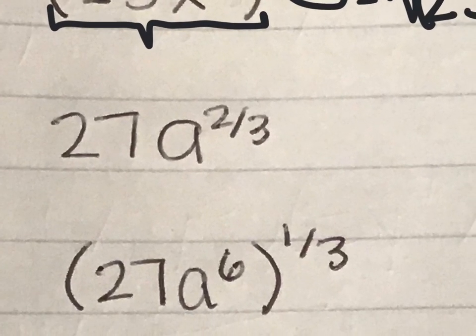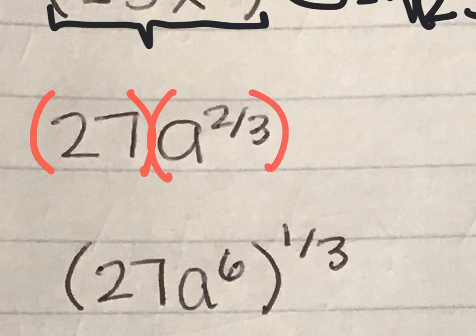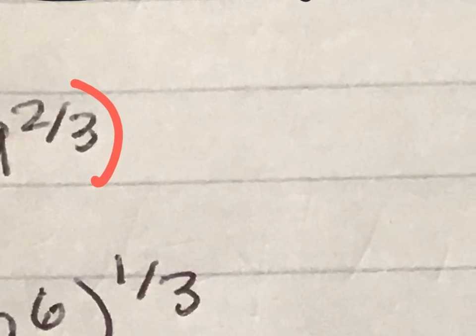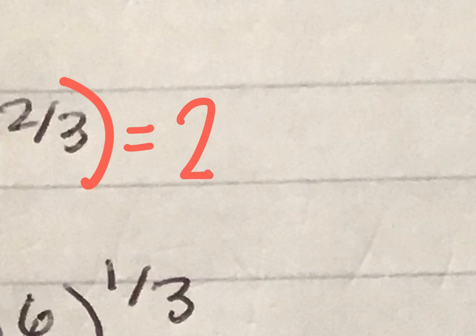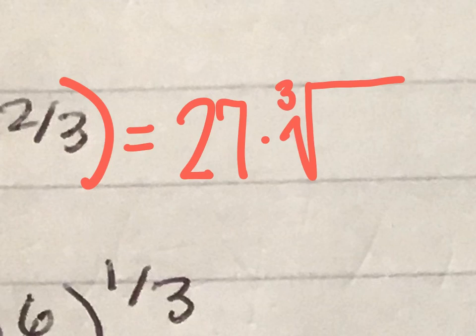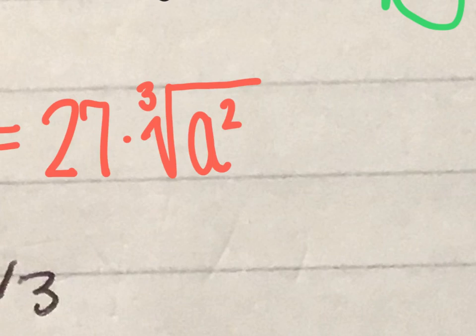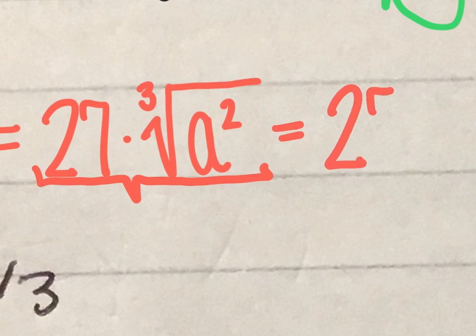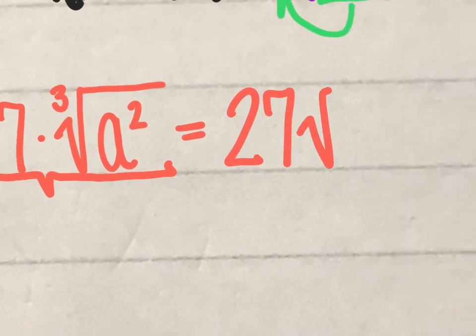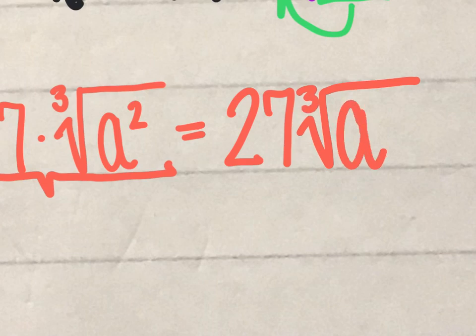Again, as we look here, notice we have 27a to 2/3. The 27 is by itself, and the a is the one that has the exponent of 2/3. So I can write this as 27 times the cubed root of a squared. Push these two things together. So you get 27 cubed root a squared.